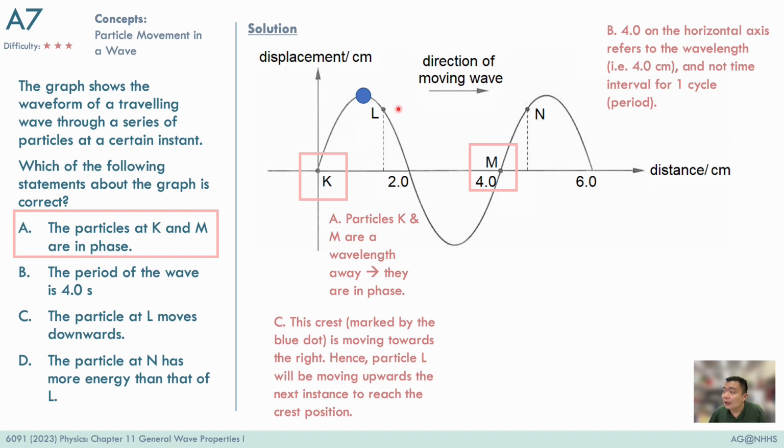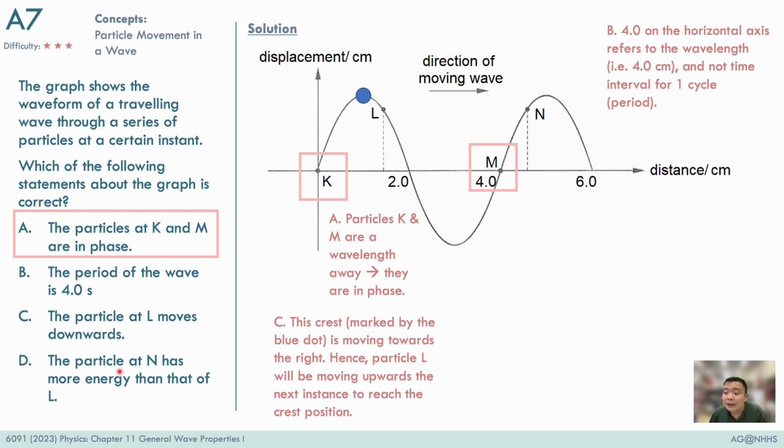Option C, we have to repeat the technique to determine how the particles are moving. And we noted that the wave is moving towards the right. This means that the crest position here will be moving towards the right along with the wave. This means that for particle L, in time to come, it will have to move up so as to take over the crest position. And that's the reason why option C is not correct.